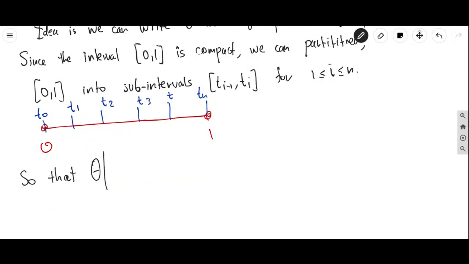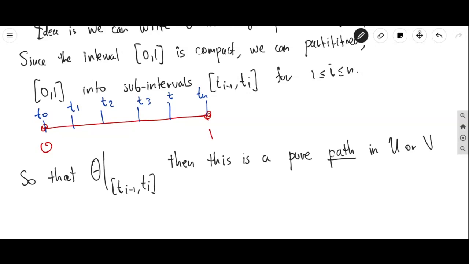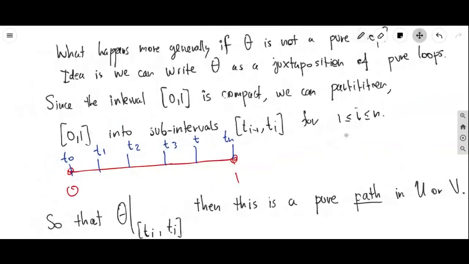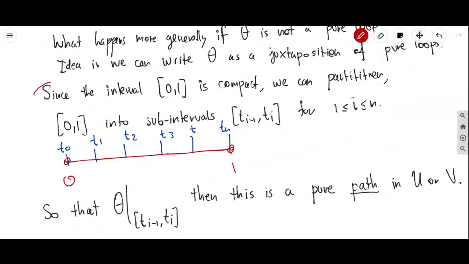if you take theta and you restrict it to a subinterval, then this is a pure path in U or V. So notice we're not saying it's a loop. It is a path. So now I am being a little bit sloppy over here. You see, I write over here, since the interval is compact. So there are details missing over here.